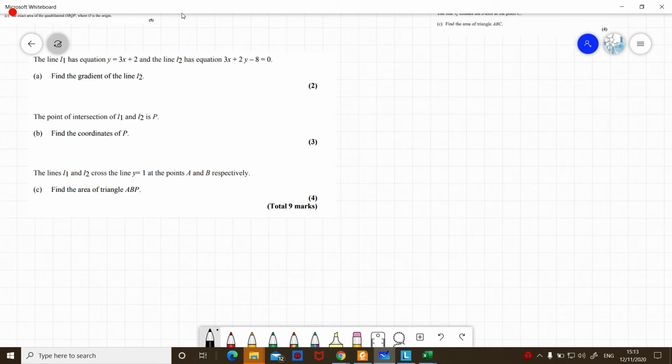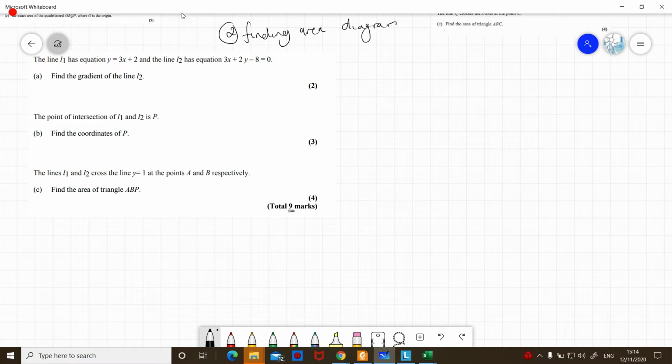Fantastic. I'm going to be going through a two-part video. The first part of the video is finding the area without a diagram, and the next part would be with a diagram given in the exam. So let's look at this question.